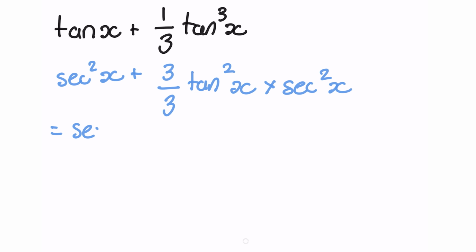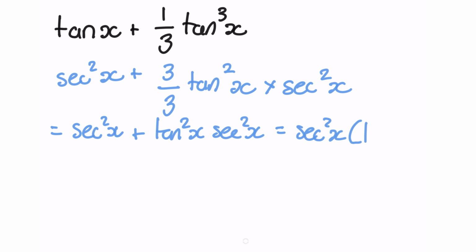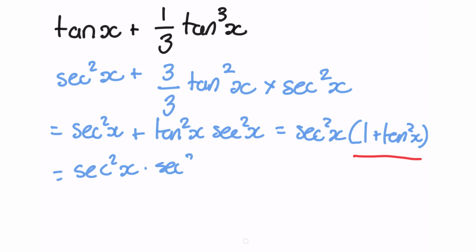This will then become 3 tan squared x sec squared x. If we want, we can even take out a factor of sec squared x. And this is actually one of our trigonometric identities. 1 plus tan squared x actually equals sec squared x. So there we'll have sec squared x times sec squared x, which will then be sec to the power of 4 x.